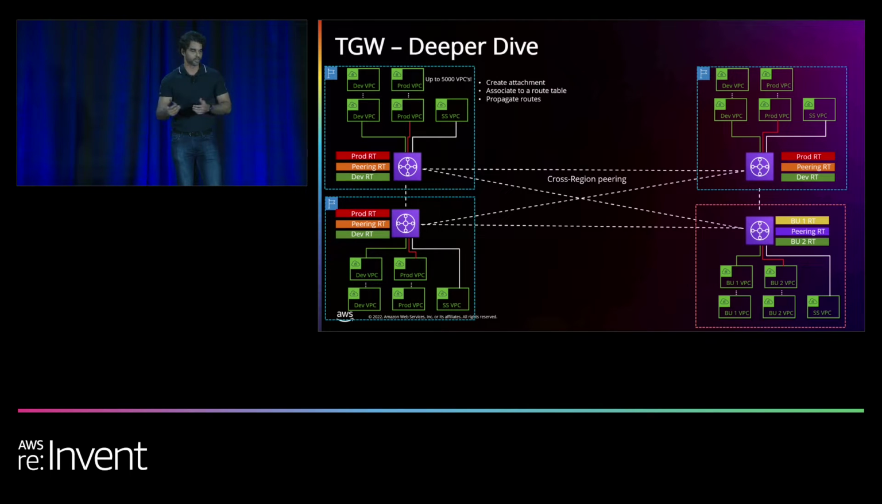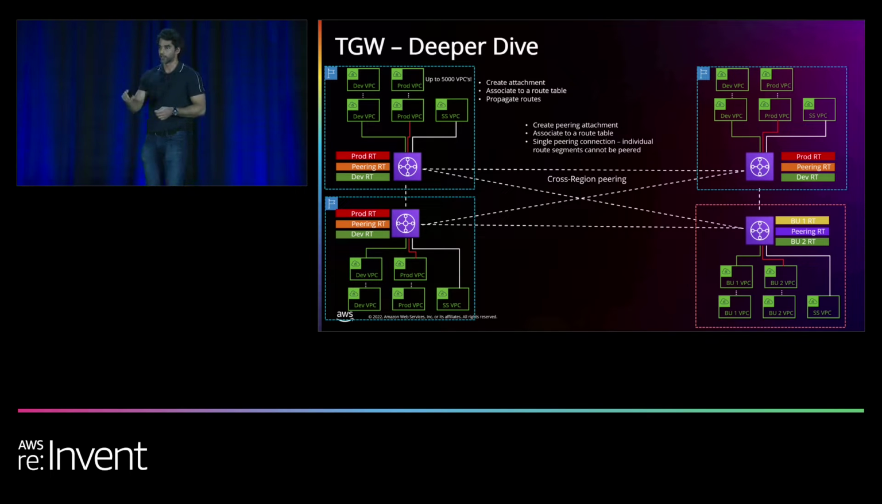Next, if you want to connect your transit gateways across region, you need to create a full mesh of cross-region peering. For that, you need to create a peering attachment. You associate that to a route table. Now, keep in mind that you only create one peering connection per transit gateway.